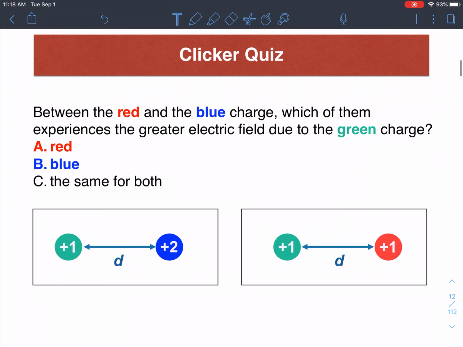So here's the question: between the red and blue charge, which of them experiences the greater electric field due to the green charge? Okay, so green charges are, let's say, 1 coulomb. The units are not given here. It's positive 1 coulomb, the green ones are. And in the first case, we are putting a blue one, which is positive 2 coulomb, and the red one is positive 1 coulomb. And in both cases, the separation is the same.